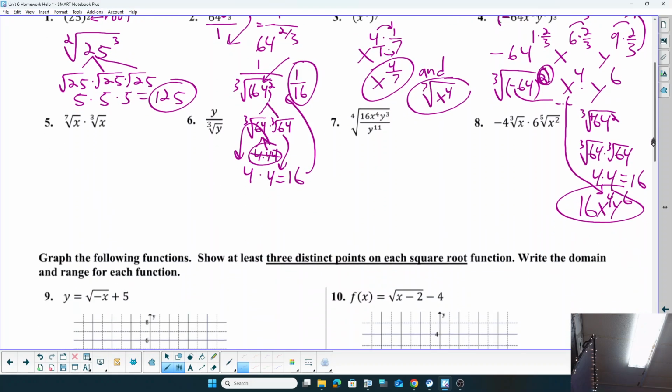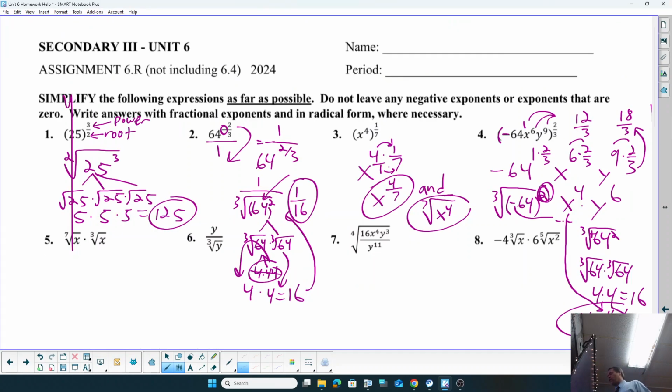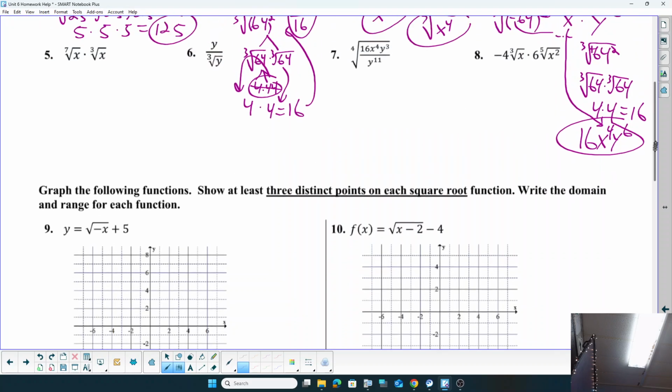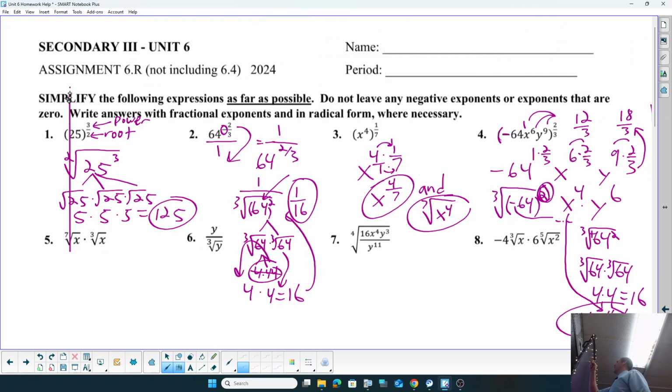Okay, beautiful. Do you remember how to do the same base? So first, what you have to do is write it as a fraction, right? Did I mess up there? No, we're good on number 4. Okay, so number 5, you have to write it as a fraction.